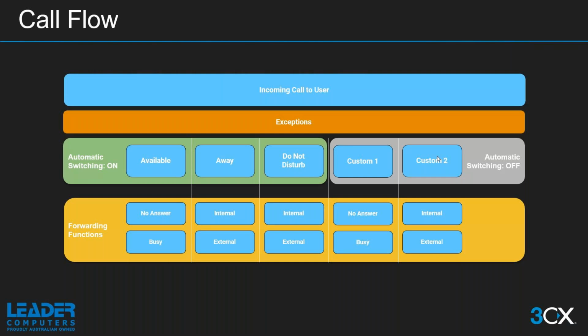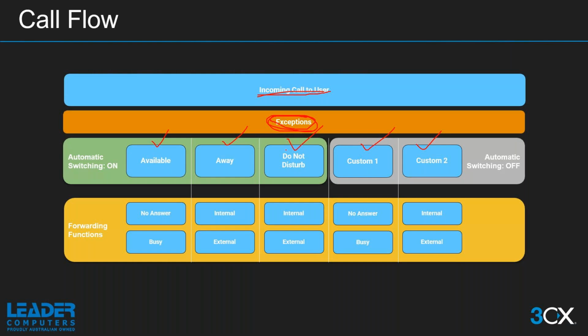So this is how a normal call flow will look. Basically, for an incoming call to a user, it first checks if there are any exceptions added or configured. If there are any exceptions and it gets a match, it goes that way. If there are no exceptions or no match, it then checks whether the status is available, away, DND, custom 1 or custom 2.